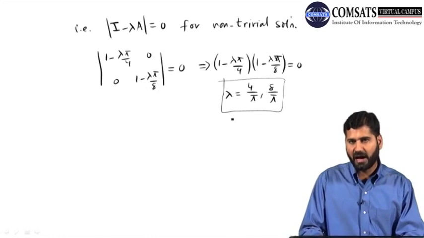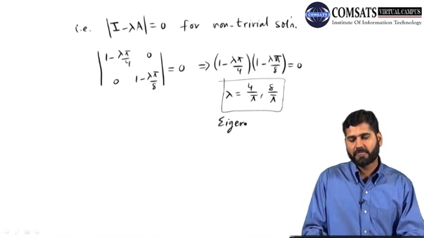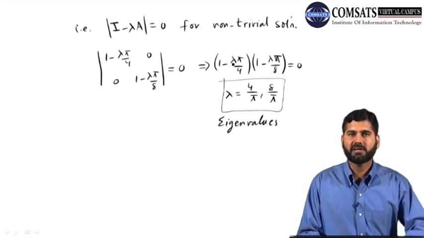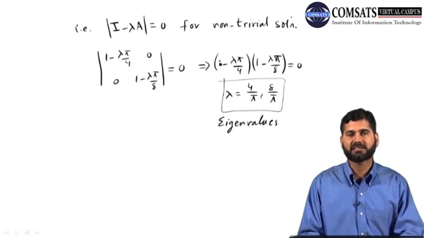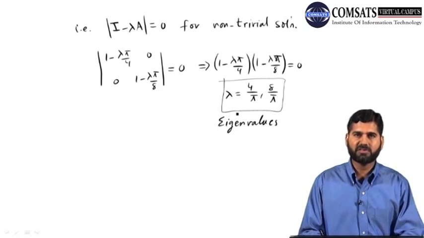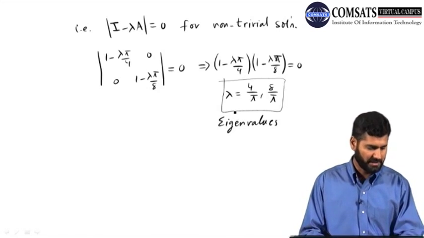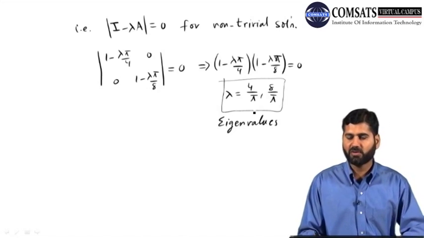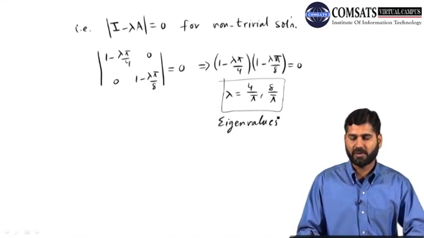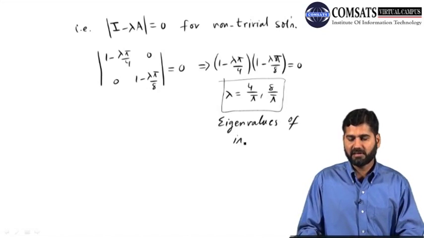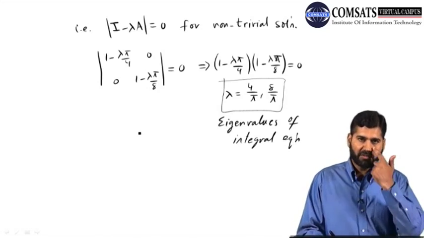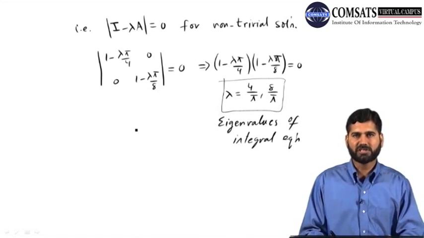Alright, so these are called the eigenvalues. Any algebraic system where the value of the parameter which gives a non-trivial solution is called the eigenvalue of that matrix. So these are the eigenvalues which will give you the non-trivial solutions basically. So there are two eigenvalues, 4 by pi and 8 by pi. These are called the eigenvalues of the given integral equation. Alright, now eigenvalues give you non-trivial eigenfunctions, and those will give you the solutions of the integral equation.